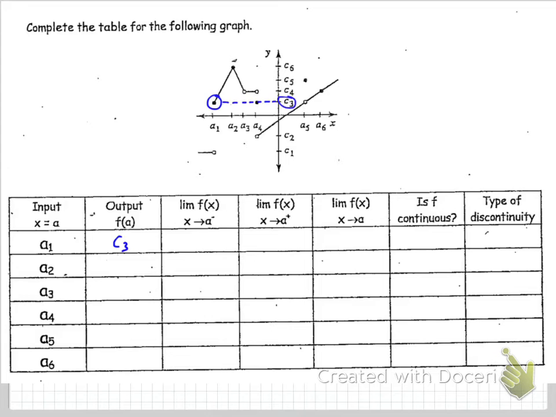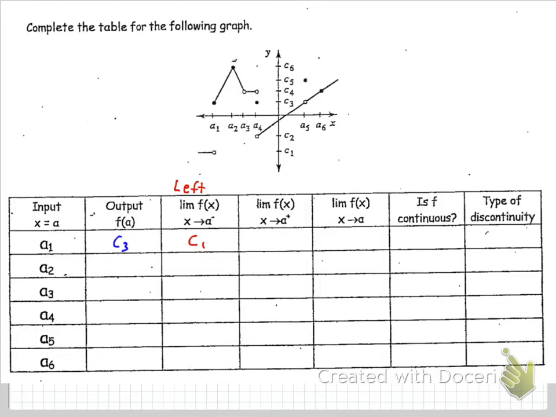I'm going to circle that right here. You see input is a1. Remember the y value is the output, and that's C3 right there. The limit from the left, remember that little minus up there means from the left, that's going to be right down there where the red arrow is. So as you approach A1 from the left, you're getting closer and closer to C1. That means the limit is C1.